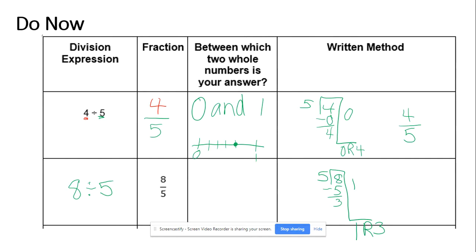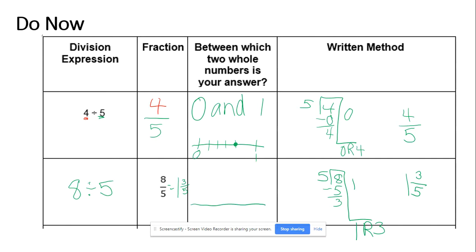And if we wanted to write that as a mixed number, we'd see the 1 is our whole number. So we're going to put the 1 in front. 3 is what's left over. So that's what's going on top. And we had divided by 5. So that's what's going on the bottom. 1 3/5. So we know 8/5 is equal to 1 3/5.